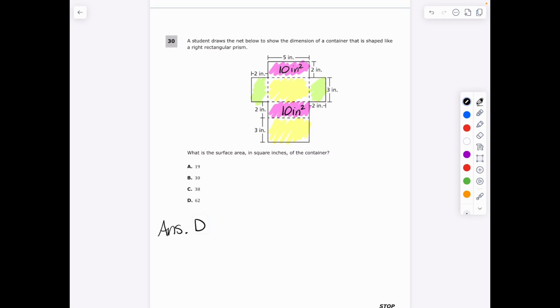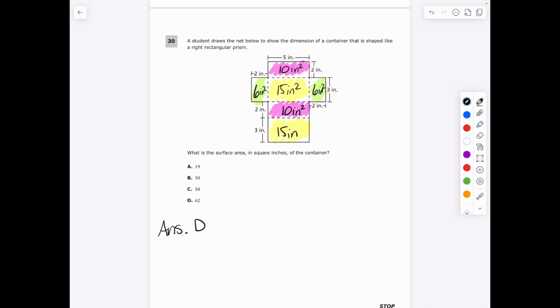Let's do my greens. 2 times 3 is 6 square inches. And this part is 6 square inches. And for my last one, I have, let's see, 5. Oops, let me get my pointer. I want you in red. I have 5 times 3. So this is 15 square inches and 15 square inches.